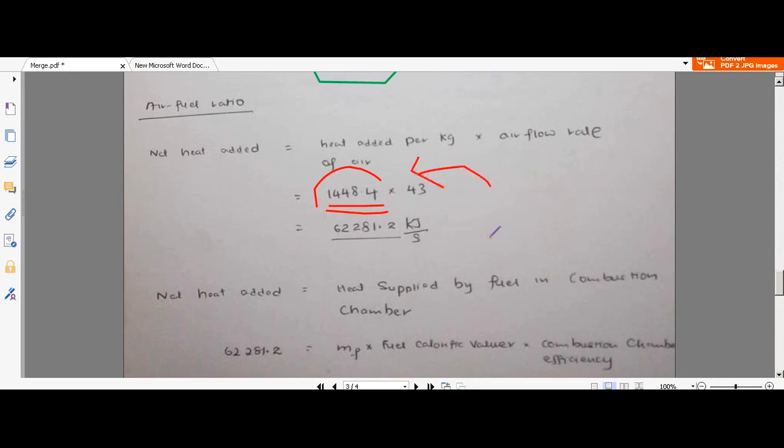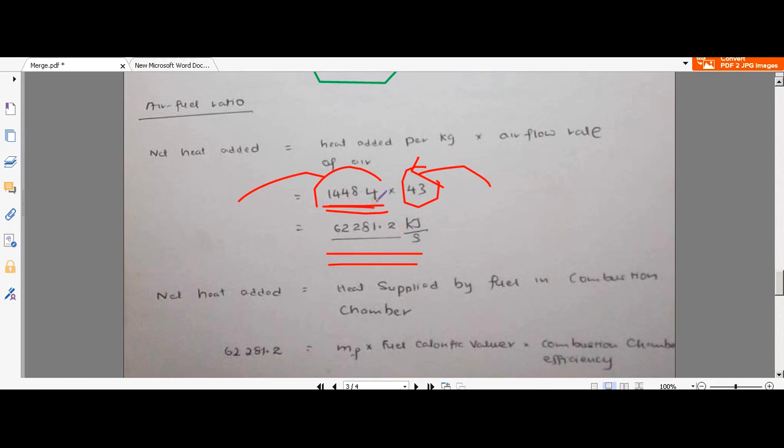Just giving air will not be enough. So this much of heat is added. 1448.4 heat is added per 1 kilogram of air. Okay, that means if you are giving 43 kilograms of air per second, that means this much of energy from the fuel is required. Shall I tell that again?